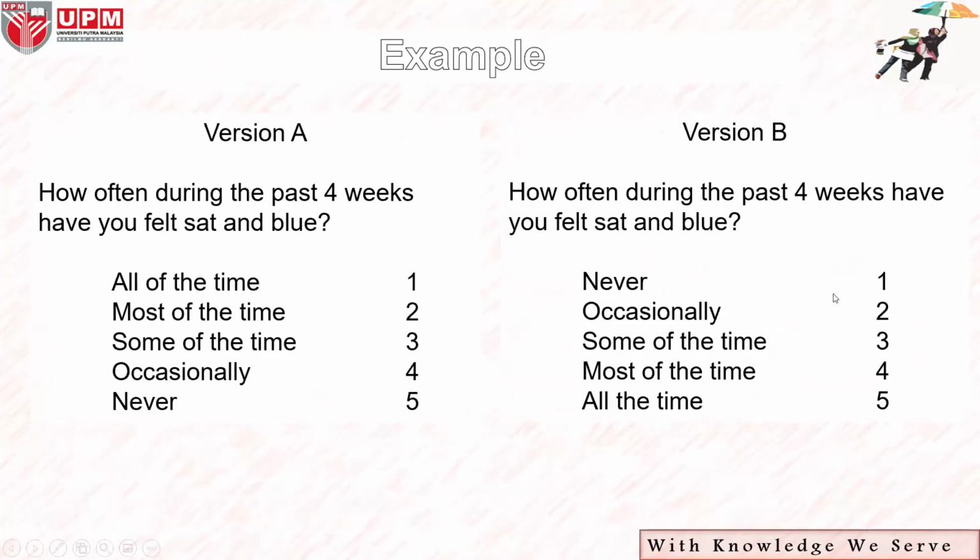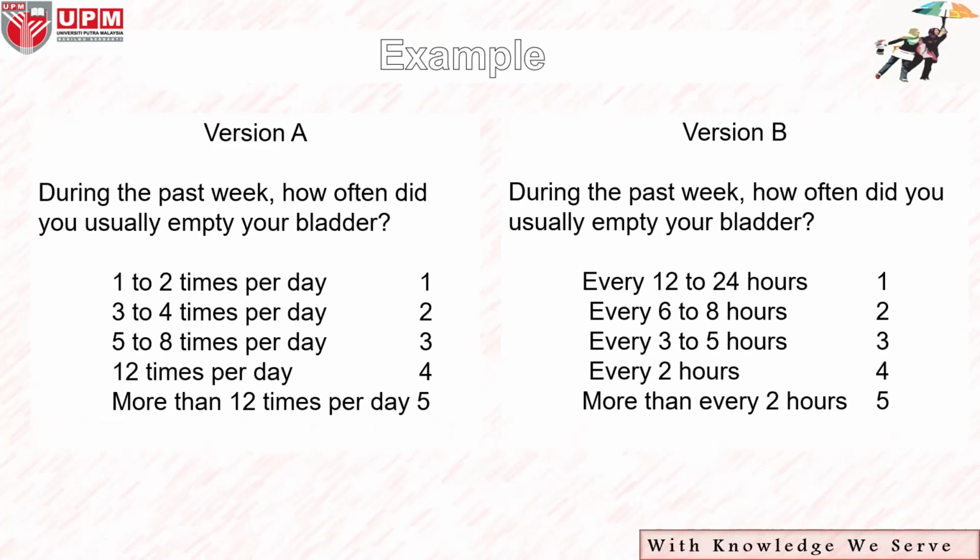Okay, so this is the example of this type of reliability. Version A, for example: how often during the past 4 weeks have you felt sad and blue? Version B is the same, but we change the 5-point Likert scale. From all of the time, most of the time, some of the time, occasionally, never, we change the order to never, occasionally, and so on. Another example: during the past week, how often did you usually empty your bladder? The item is the same, but we change the scale.